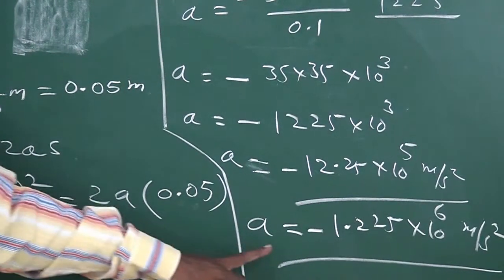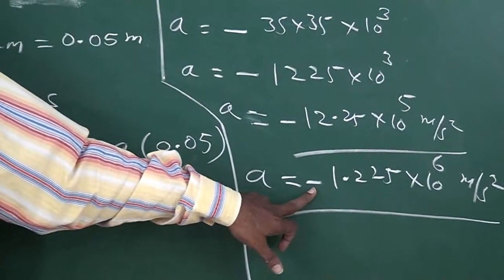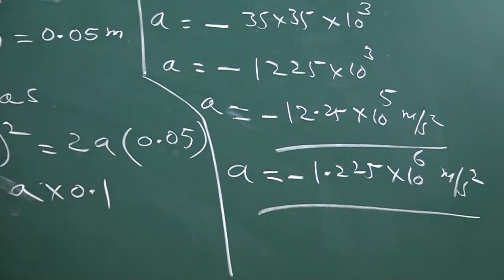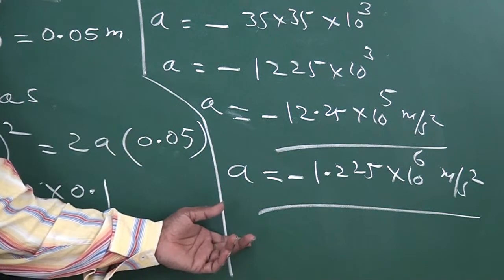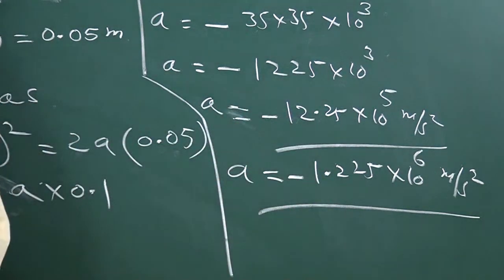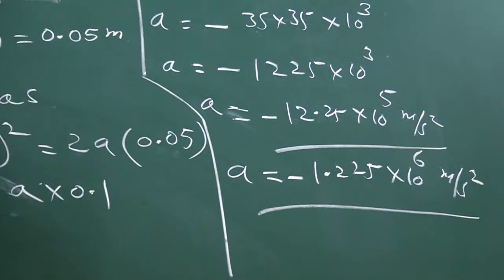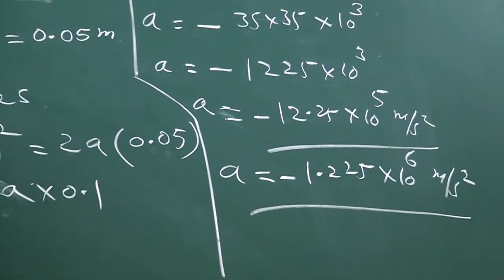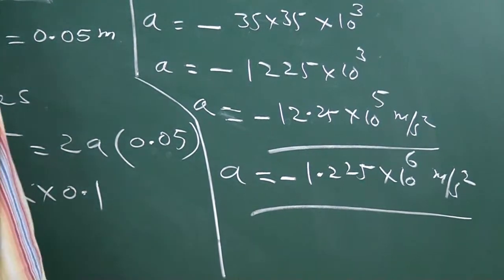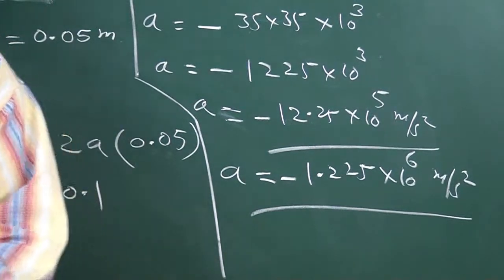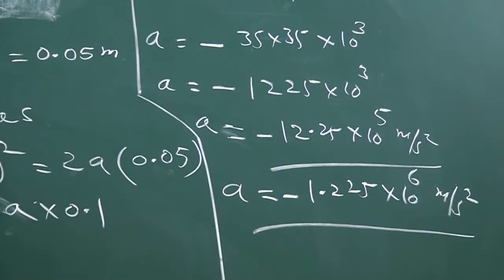So here we get acceleration as negative. That is why it is asked to find the deceleration. Therefore, deceleration is equal to simply 1.225 into 10 power 6 meter per second square. When you say deceleration, you need not say the minus. Minus itself is deceleration. So, this is the answer.